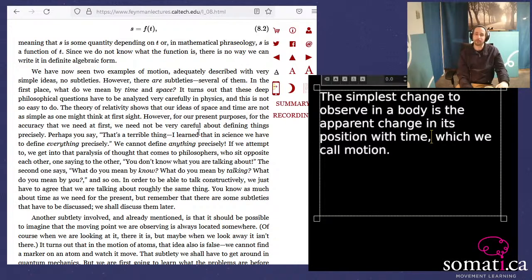If we attempt to, we get into that paralysis of thought that comes to philosophers who sit opposite to each other, one saying to the other, you don't know what you are talking about. The second one says, what do you mean by no? What do you mean by talking? What do you mean by you? And so on. In order to be able to talk constructively, we just have to agree that we are talking about roughly the same thing. You know as much about time as we need for the present. But remember that there are some subtleties that have to be discussed. We shall discuss them later.